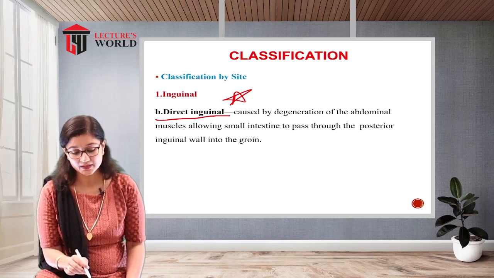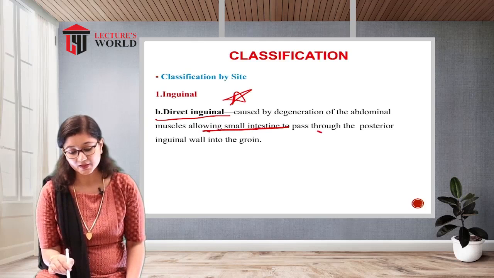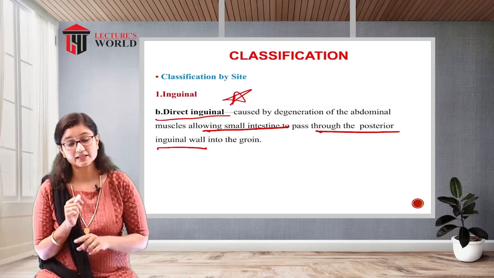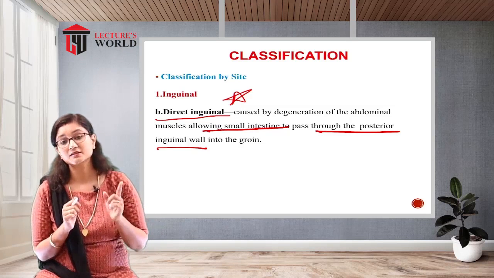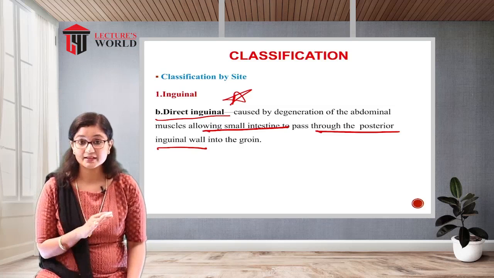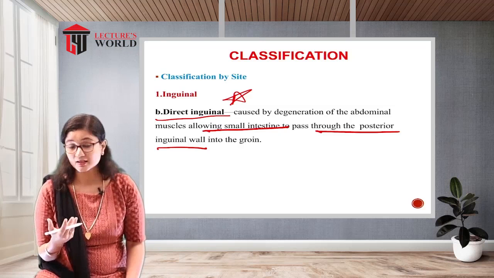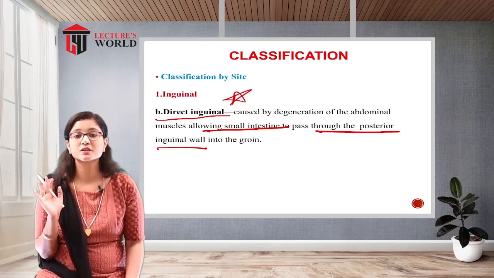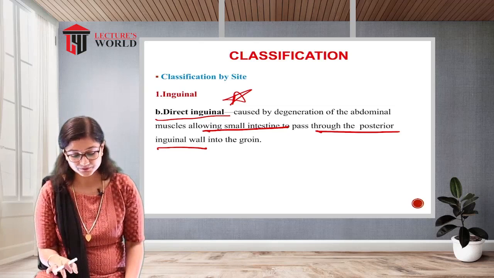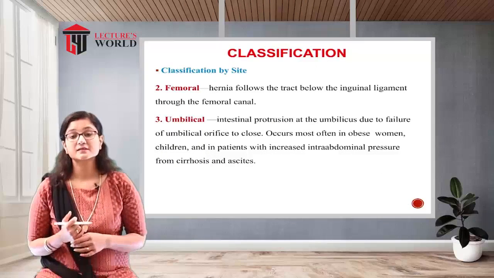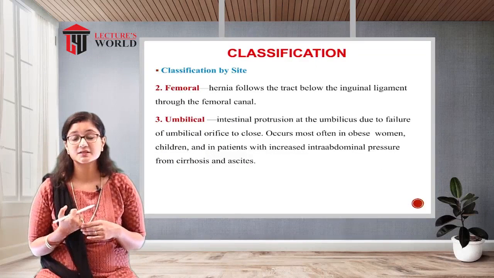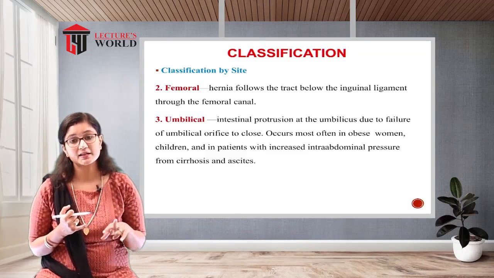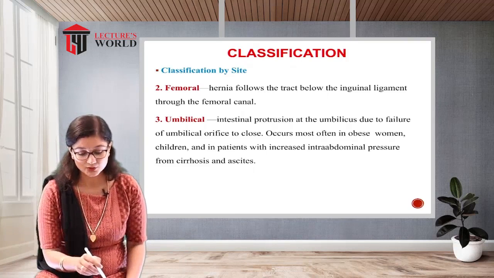So what happens over here is that the small intestine passes through the posterior inguinal wall, that is, it is pushed into the inguinal canal, and that is why it is called a direct inguinal hernia. The indirect one is because the inguinal canal was not closed, that is congenital. In the direct one, it is directly going into the inguinal canal. Next, we have seen the classification by the site. By the site, the first one is if it is going into the inguinal canal, it can be direct or indirect. The second one is femoral.